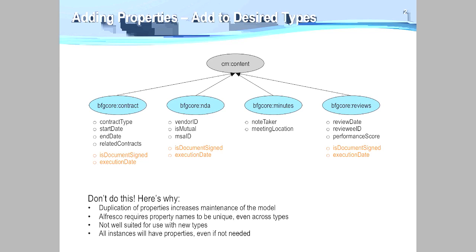So if you come along and say, hey, we've got a brand new corporate document type that now requires documents to be signed, now you've got to go create a new type definition, which you would have to do anyway, but now you also have to bring over those duplicate property names. So that's not really well suited for that. And then the other thing is that all instances of these types that you've defined these properties for will have these properties, whether you actually want them on those types or not.